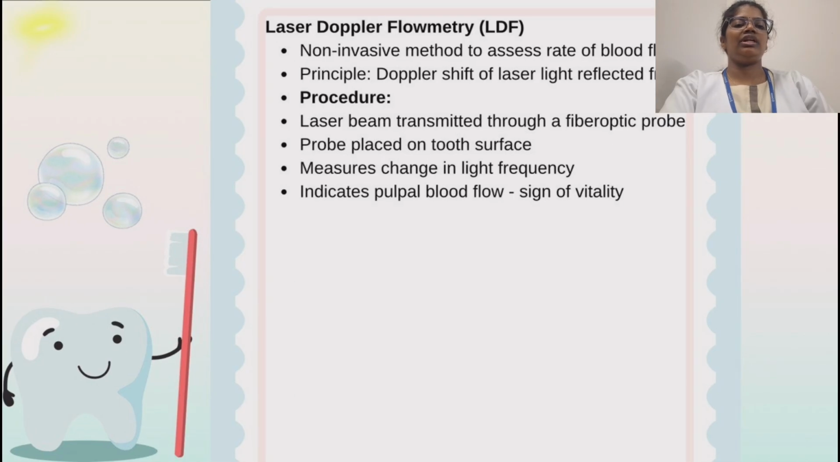Laser Doppler flowmetry. It is a non-invasive method to assess the rate of blood flow. A laser beam is transmitted through a fiber optic probe. The probe is placed on the tooth surface and measures the change in light frequency, which indicates the pulpal blood flow if there is pulp vitality.